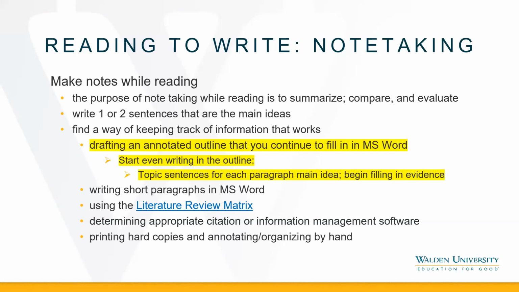So you want to find a way of tracking information that works for you. An annotated outline in Microsoft Word. You might even start drafting and writing in that outline. You may draft a topic sentence for each paragraph, main idea. Again, it doesn't need to be perfect. Just getting anything down for those earlier drafts is going to be really useful. And the more you can write in those early phases when you are in that researching phase, the better, I've found, because it really helps you to remember what you have looked at.